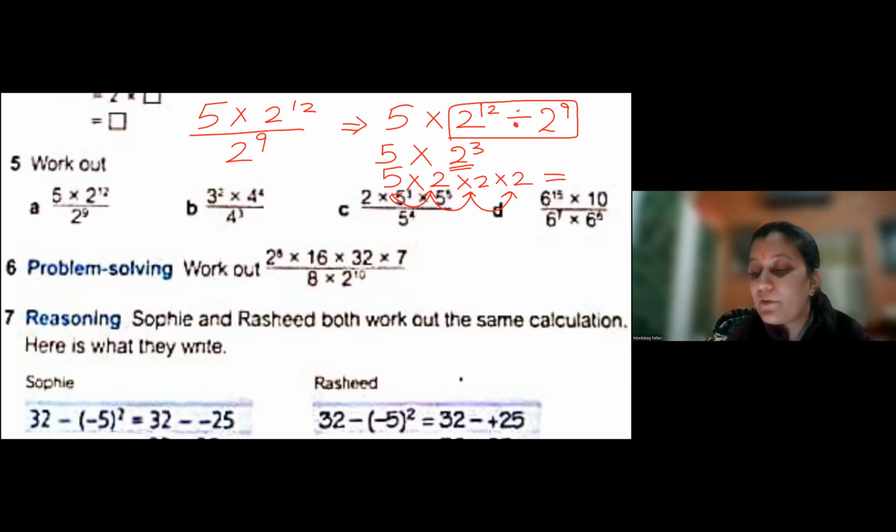40. 40, very nice. That's correct. 40 will be the answer for the first part. Good. Let's do the next one.